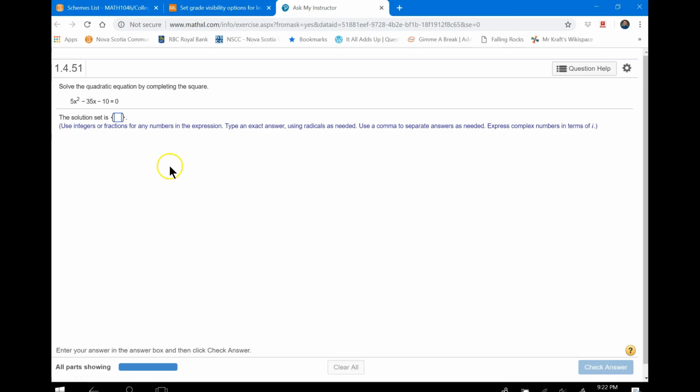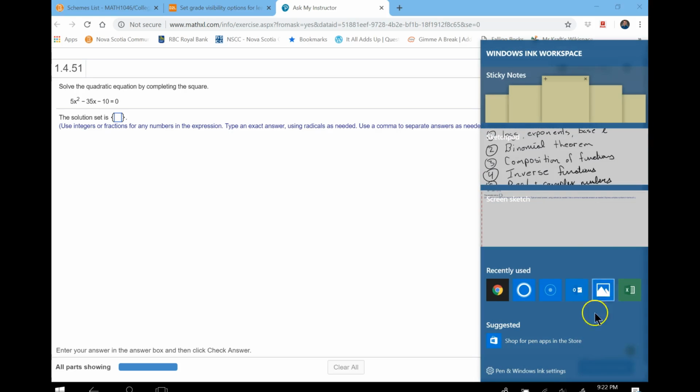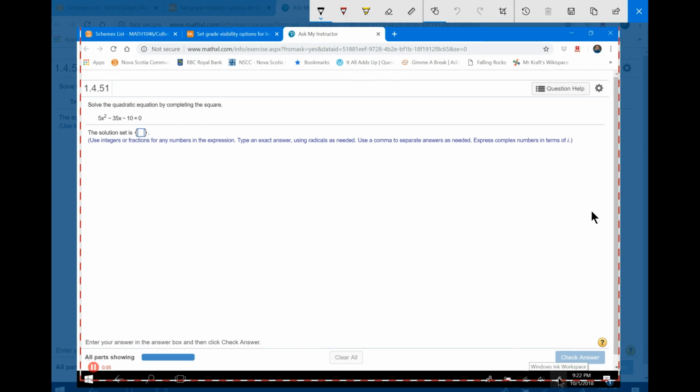Hey Maddie, let's take a look at this one. Here we're going to do some completing the square. So let me just grab a sketch of that and we'll get into it.